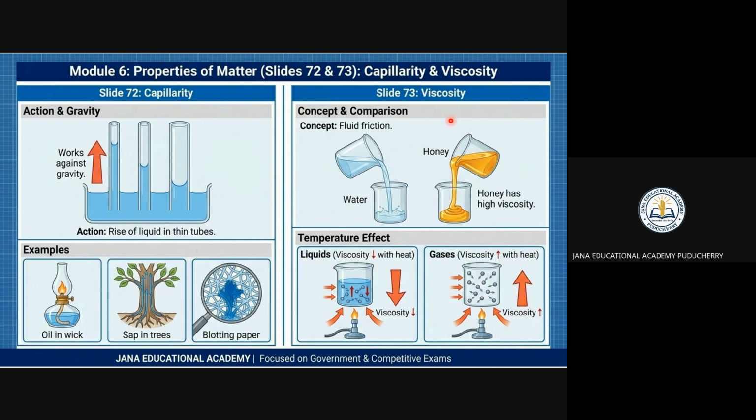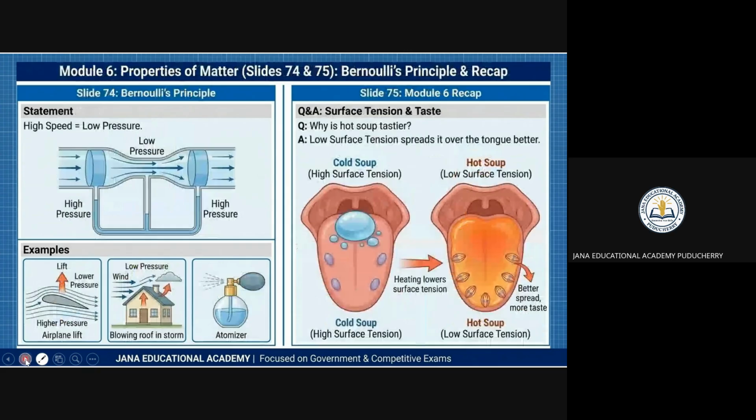Viscosity is nothing but the internal resistance. The viscosity of water is low when compared to honey, right? If you heat it up, the viscosity decreases. But in the gaseous state, the viscosity increases with the increase in temperature. This may be asked in a tricky way in questions, so keep it in mind. Next, let us come to the important topic.